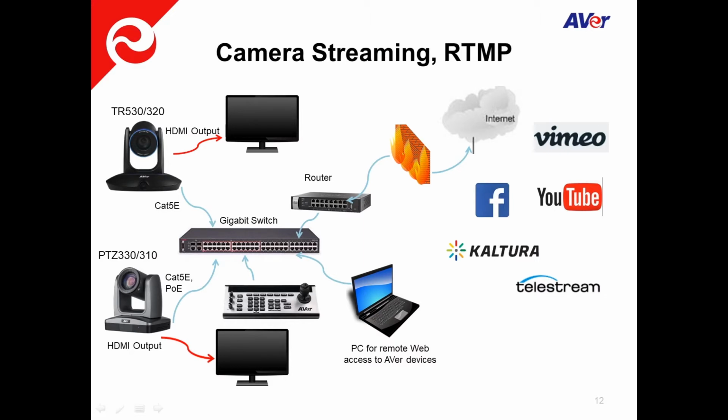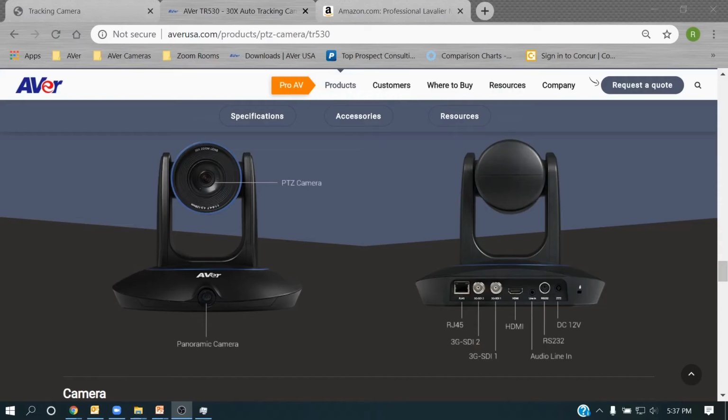So real quick before we begin, just talk a little bit about my setup here. I have the TR530 connected via network RJ45 to a switch, and that's going to my router out to the internet, where I can stream to different platforms such as Vimeo, Facebook, YouTube, Kaltura, Telestream, etc. Another thing worth mentioning is just a quick overview of the back of the camera.